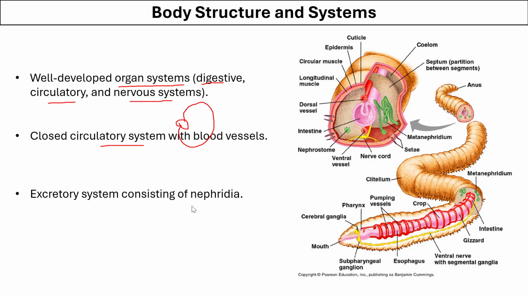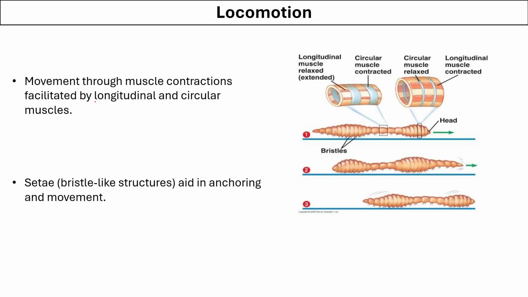Throughout their body, they have tubules called nephridia, which collect waste material from the body and excrete it through pores called nephrostomes. Throughout their body, annelids have longitudinal and circular muscles, and the contraction and relaxation of these muscles help in locomotion. Annelids also have bristles called setae in the different sections of their body, and they help in adhering or anchoring to the substrate and facilitate movement.